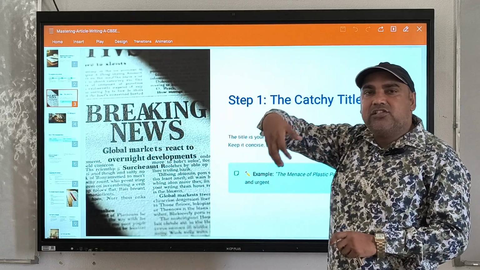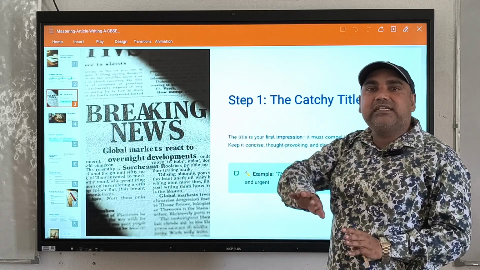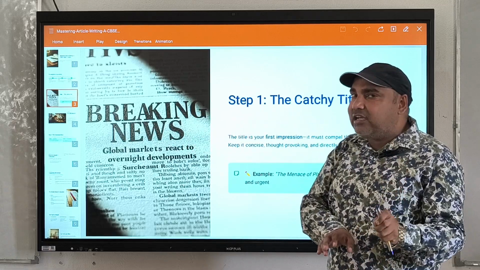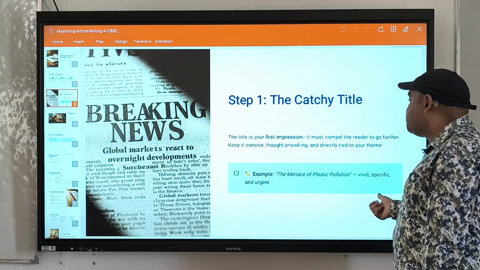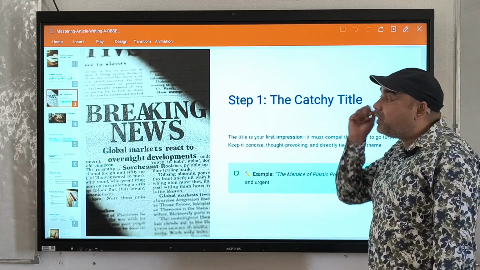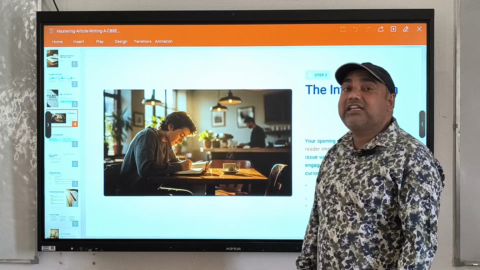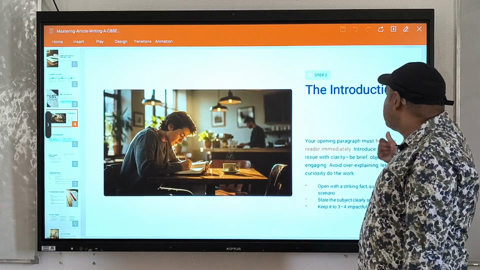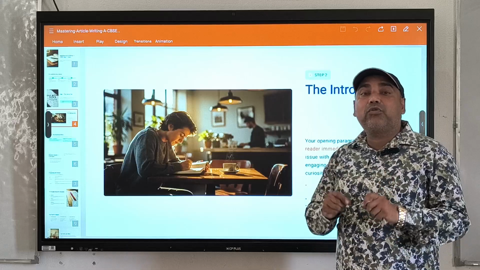As soon as the reader looks towards that title, he is completely attracted or fascinated, and he is compelled to read that article. So, the menace of plastic pollution: vivid, specific, and urgent. As soon as this particular title is produced, you are capable of reading it out, because it creates curiosity among the readers. The introduction: your opening paragraph must hook the reader immediately.